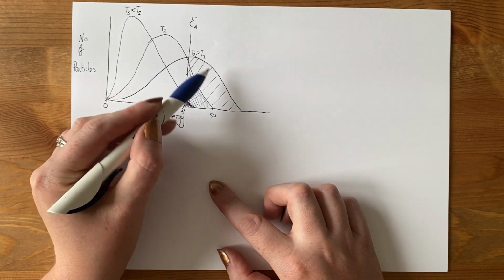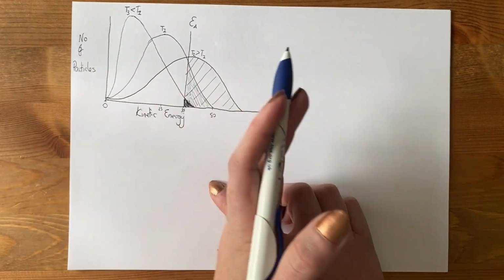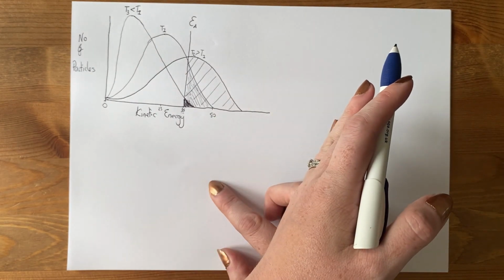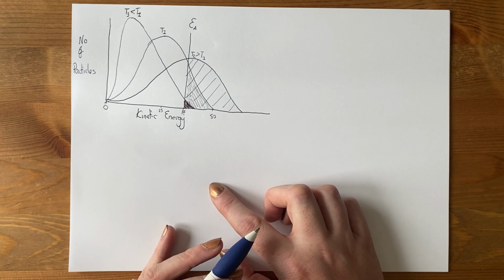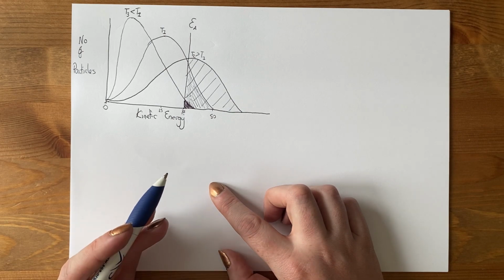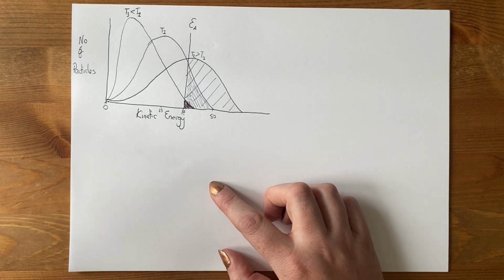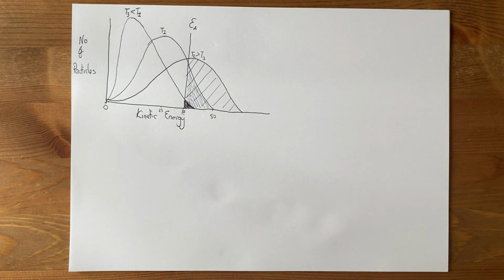You have more of that curve above the activation energy to this side of the activation energy, and therefore more particles have the required energy to react. And that is why the temperature, when you increase it, will increase your rate of reaction. Okay, and that is just shown again on the slide.